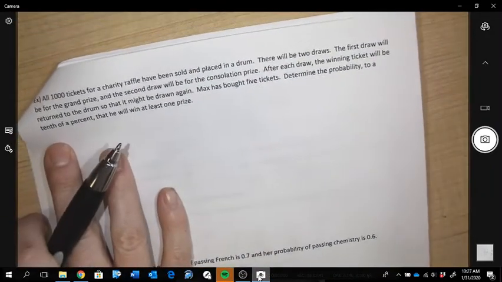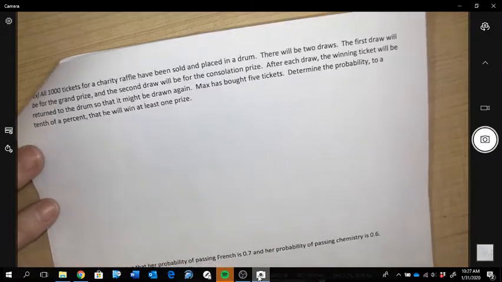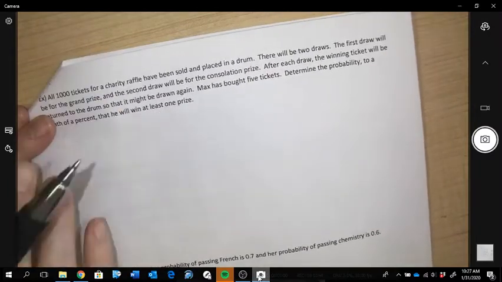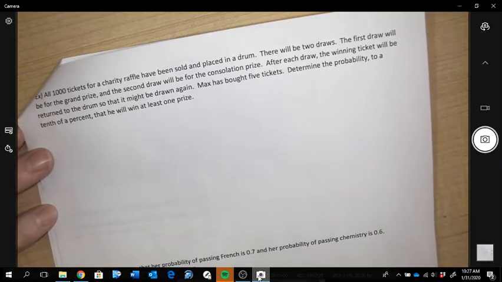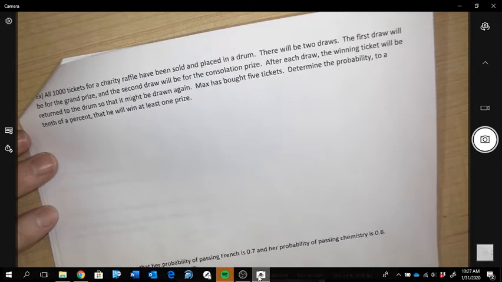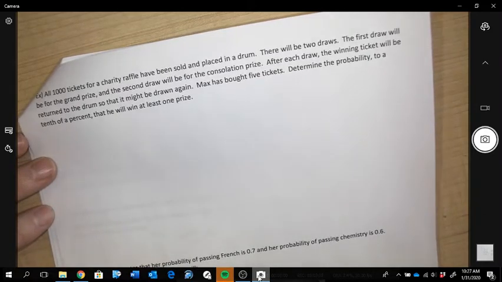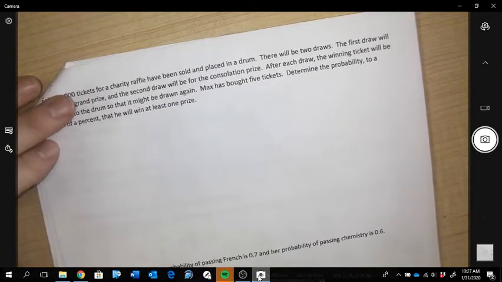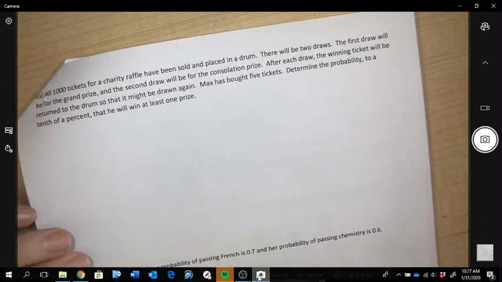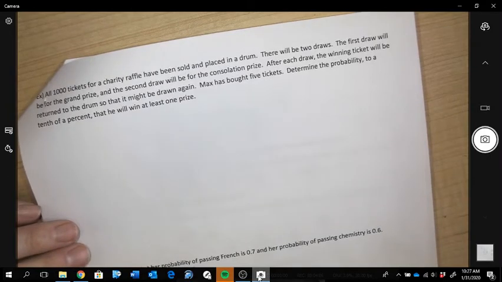So there are 1,000 tickets for a charity raffle, and they're placed in a drum. Two tickets are going to be drawn. The first draw wins a grand prize, and the second draw wins a consolation prize. After the draw, the winning ticket gets put back in. Max has bought 5 tickets. Determine the probability that he will win at least 1 prize.